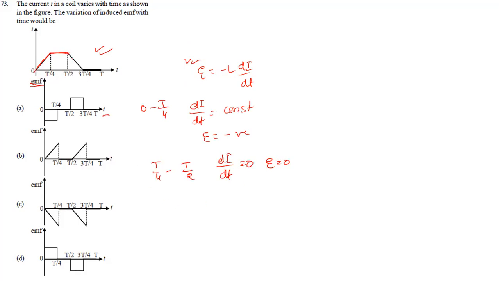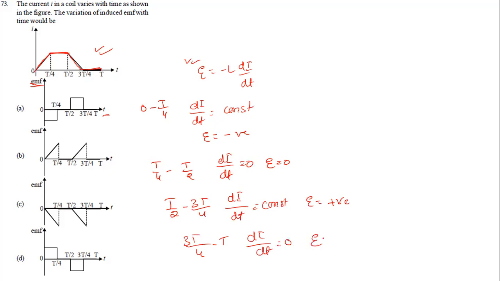Now look at this region, where the current is decreasing in the negative way, from T by 2 to 3T by 4. So di by dt is again constant. EMF becomes what now? Positive, no? Because the negatives are opposite in direction. And here is the last region, 3T by 4 to T. So di by dt is 0, and EMF is 0.